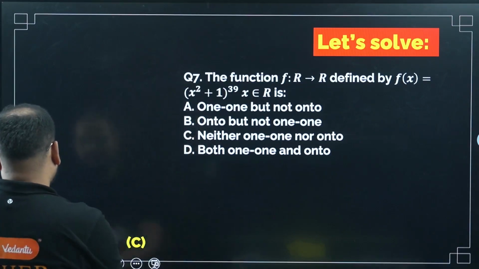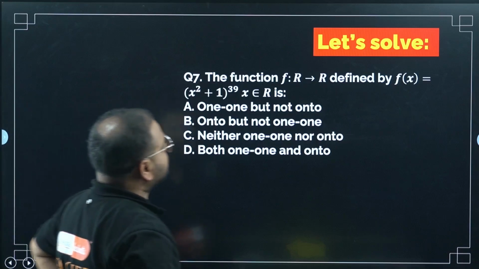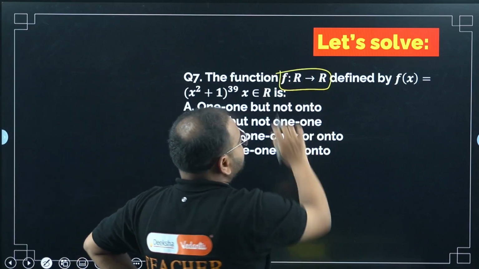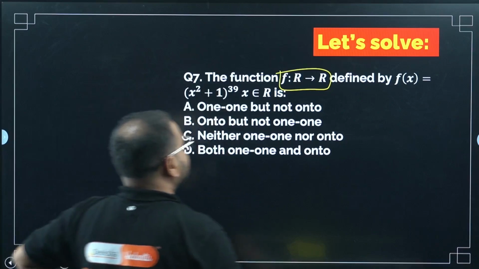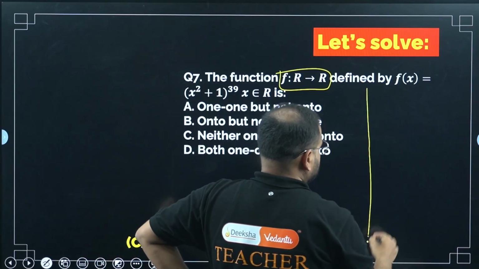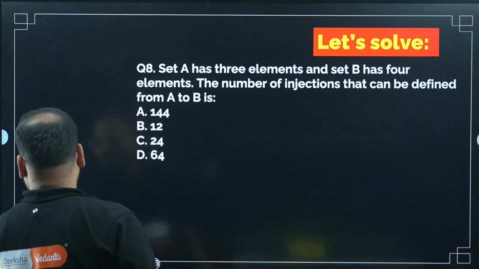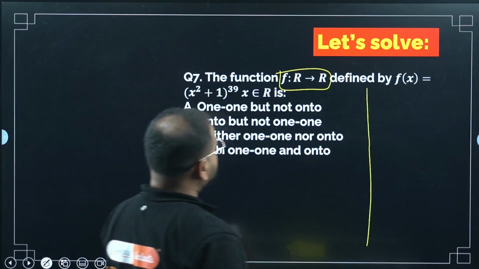Okay, this question, let's do it. Let's read the question again. This is okay, R to R. The function is given like this, sir. Have I taken options? No, sir. I have to solve it here only, sir.